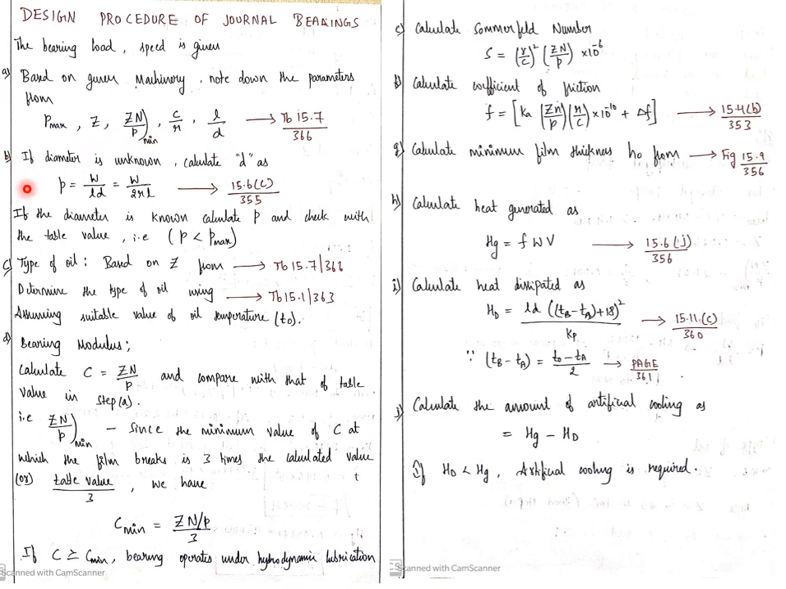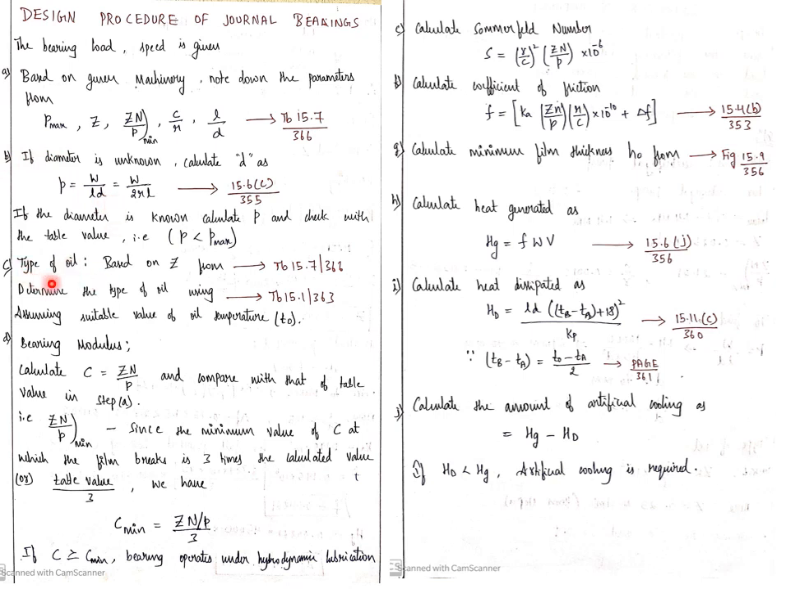The second step is, if the diameter is unknown, calculate the diameter D by using this formula. If the diameter is known, calculate P and check whether the table value P maximum is greater than the calculated P. The maximum pressure which you will be assuming, or taking from the table, must always be greater than the calculated value from step B.